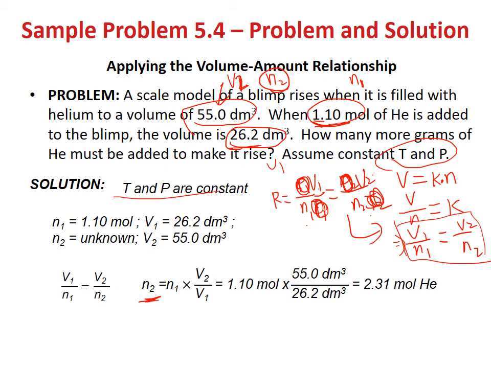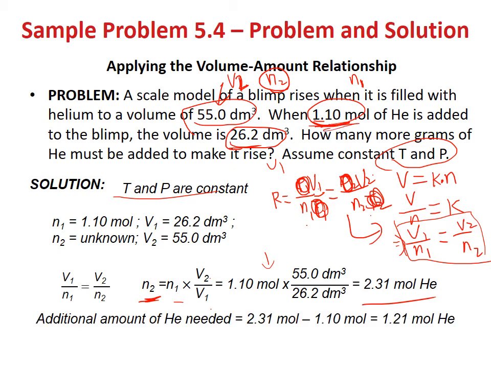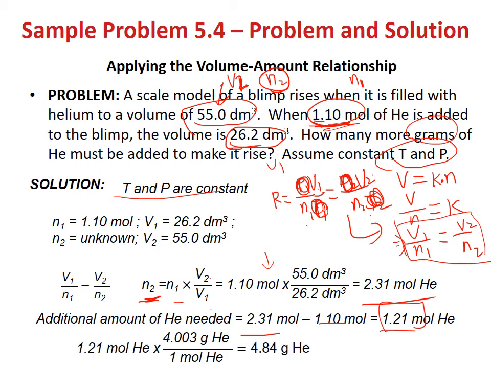N2 equals N1 times V2 divided by V1. Plug in all the data, and it gives you 2.31 moles of helium. That's what you need to make it rise. Initially, you already have 1.1, so the additional amount should be 1.21 moles of helium, using final minus initial. It asks for grams, so you use moles times molar mass. For helium it is 4.003 grams per mole. That gives you 4.84 grams of helium that should be added.